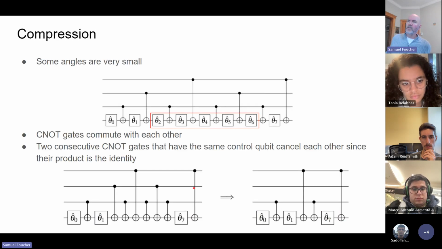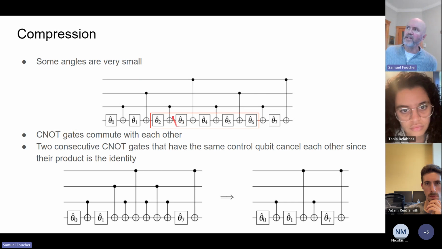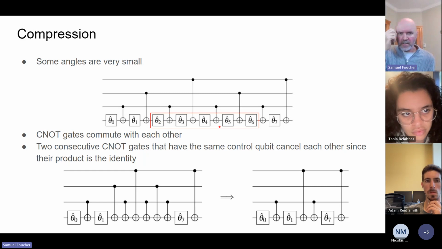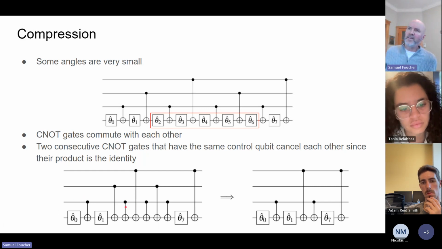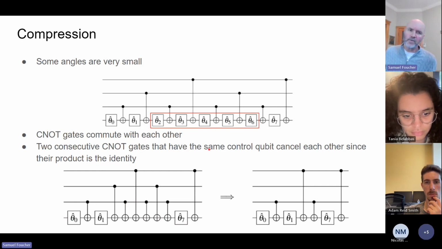So the other observation is that some angles are very small. When we do these successive rotations, we simplify a little bit the notations here. Those are the rotations for the grayscale values. If they are small, they won't change the states that much. So what they're saying is we can remove them. And when we remove them, we get that. And there is a property with the CNOT. When you get two consecutive CNOT gates that have the same control qubit, they cancel each other. Okay, and they can commute.